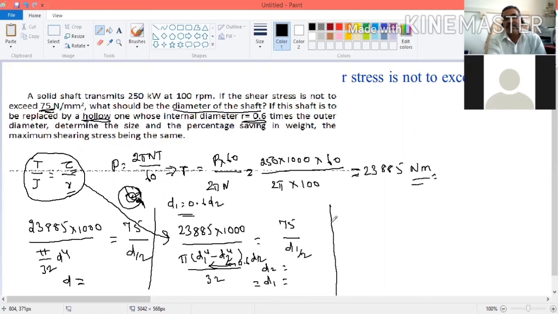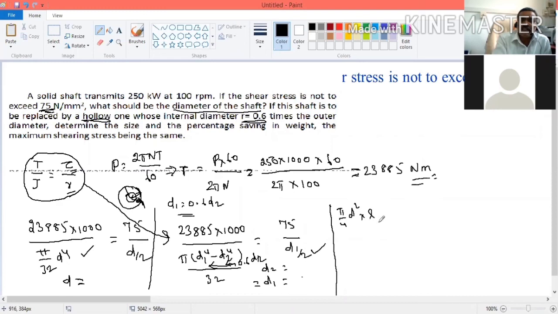How to find material saving? You have to find the volume of material. If it is a solid shaft, what is the volume of material? If it is a hollow shaft, what is the volume of material? What is volume? Area into length. What is the cross section area? If it is a solid shaft, that is pi by 4 d square. This is the cross section area multiplied by L.